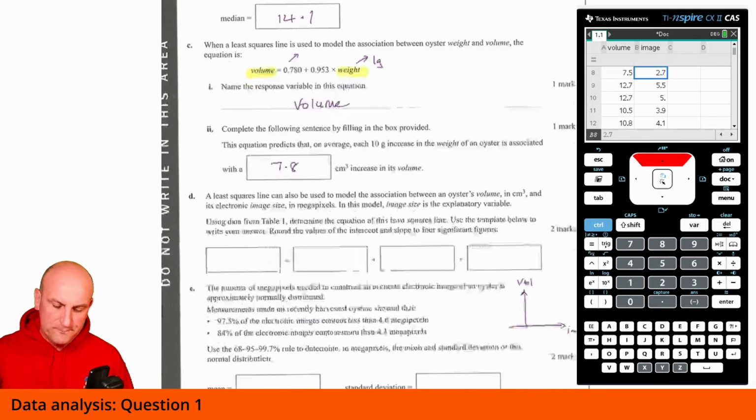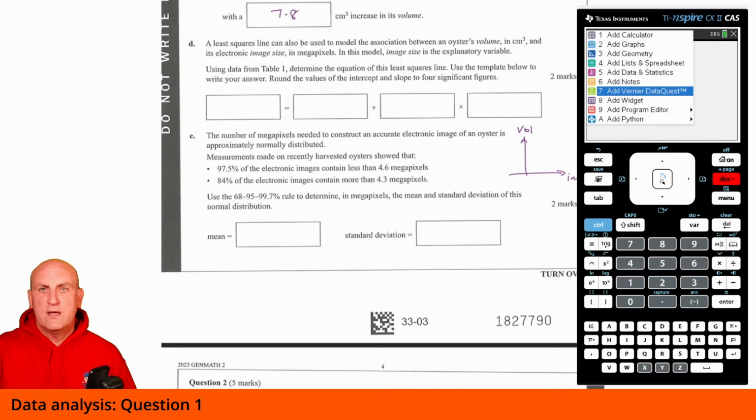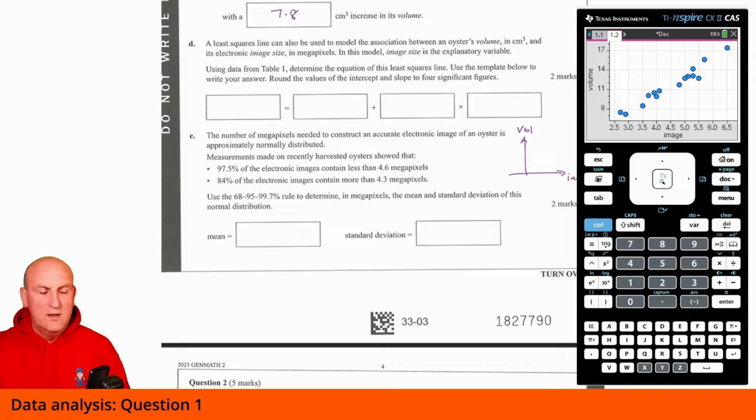What does it want me to do? Least squares regression line where my image size. So I'm going to do control and doc. Let's do a data and statistics. Let's do image along the bottom. And let's do volume up the side. There we go. That looks pretty cool.